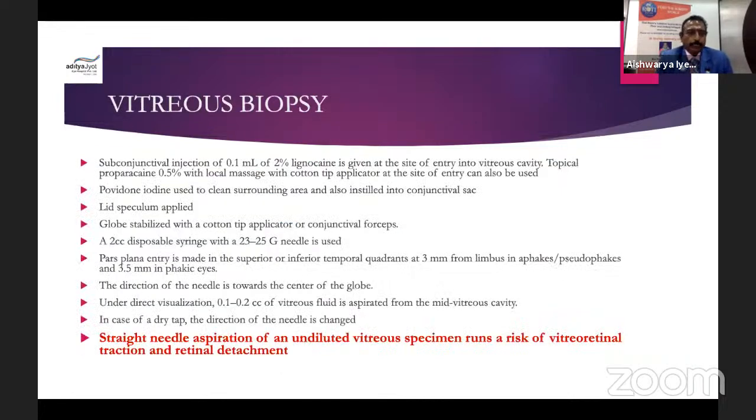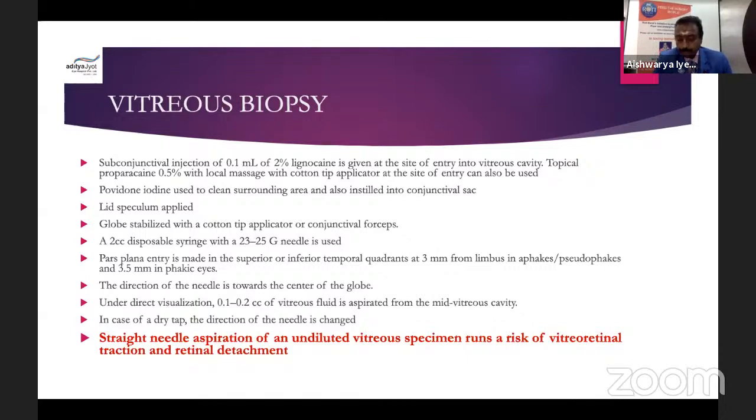So for vitreous biopsy, the procedure is: subconjunctival injection with 0.1 ml of 2% lignocaine is given, povidone iodine is applied, and then a lid speculum is applied. The globe is stabilized with a cotton tip applicator or conjunctival forceps. A 2 cc disposable syringe with a 23 to 25 gauge needle is used. And I believe that we can use this 23K vitrectomy cutter. I don't know whether they're making it now. I think maybe the company is closed down.